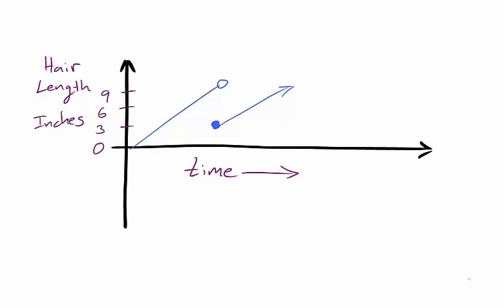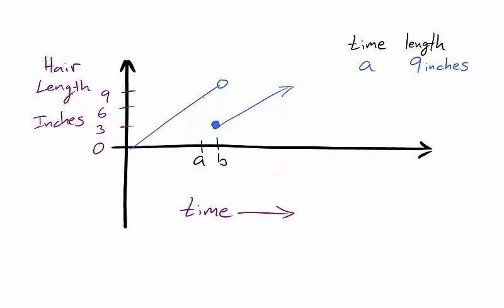Take, for example, hair length. Most people get haircuts, which would add a jump discontinuity to the relationship between hair length and time. Say at time A, my hair is 9 inches long, and at time B, I get a haircut, and my hair is now 3 inches long.